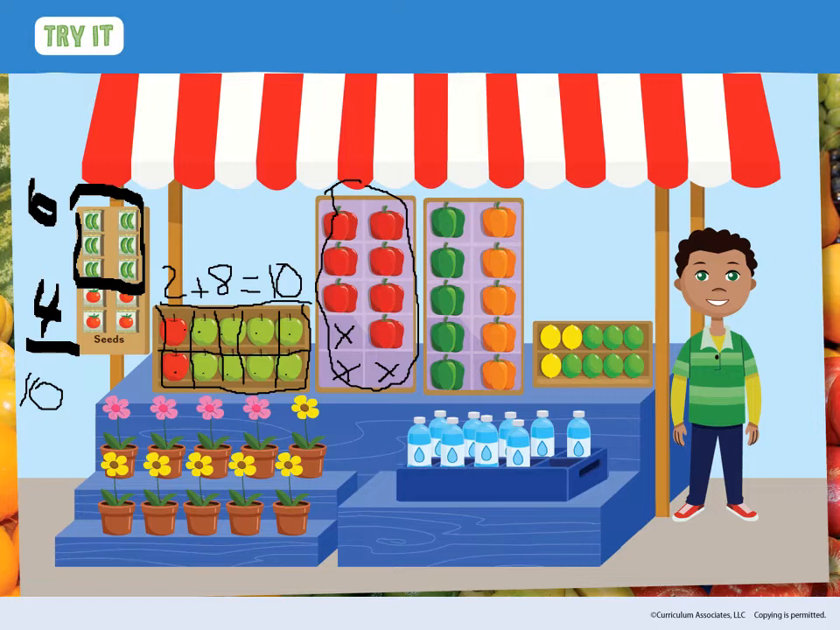But I know that I would need how many more to make a complete set of 10? That's right, I would still need 3 more. 1, 2, 3. 3 more red peppers to give me a total of 10 red peppers. Let's take a look at the peppers next to that crate.